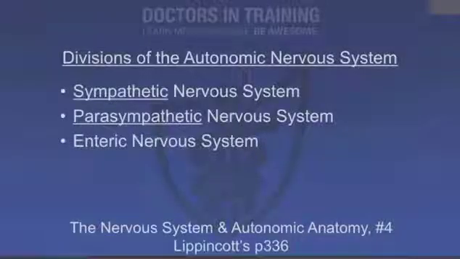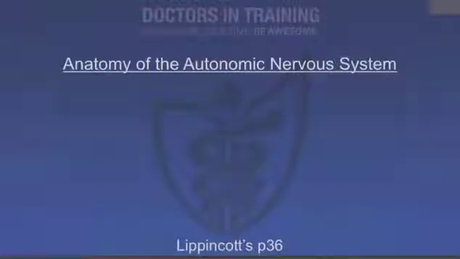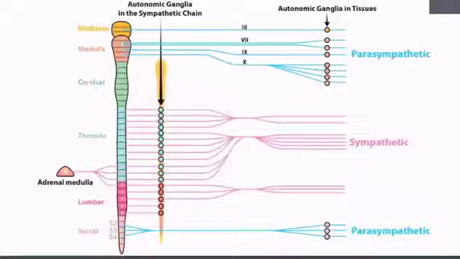The autonomic nervous system then is divided into 3 components: the sympathetic nervous system, the parasympathetic nervous system, and the enteric nervous system. And we'll come back to each of those, but first let's talk about the general anatomy. In general, the autonomic nervous system is efferent. It's made up of 2-step systems. There are 2 neurons involved for each signal.